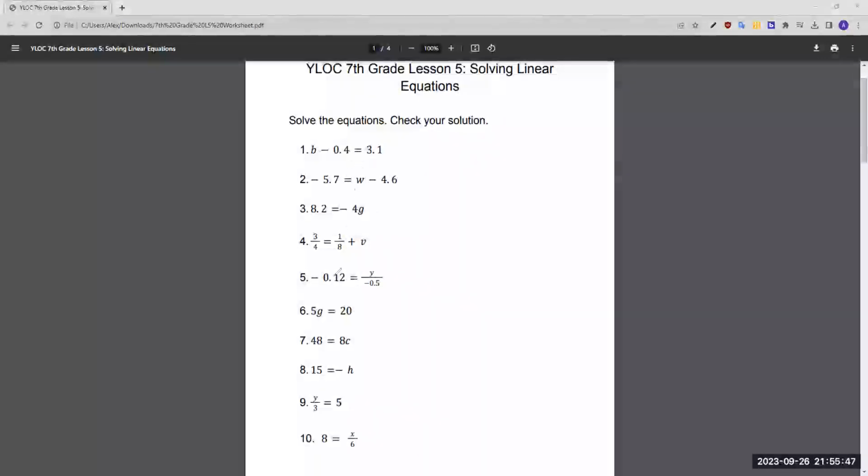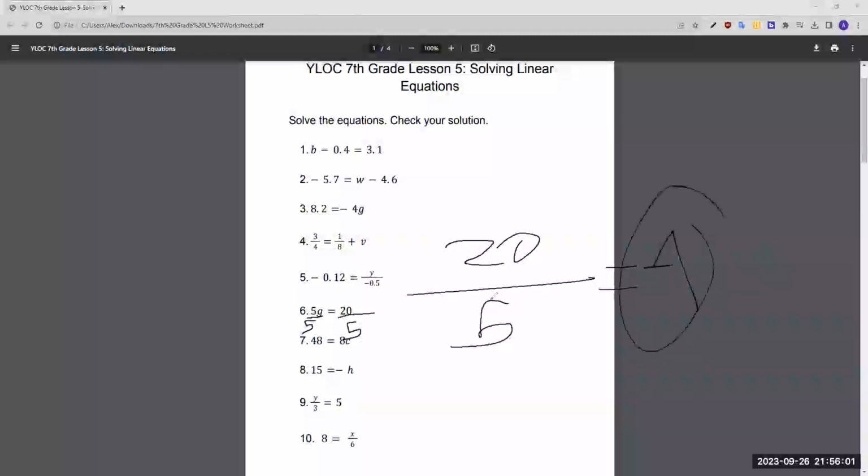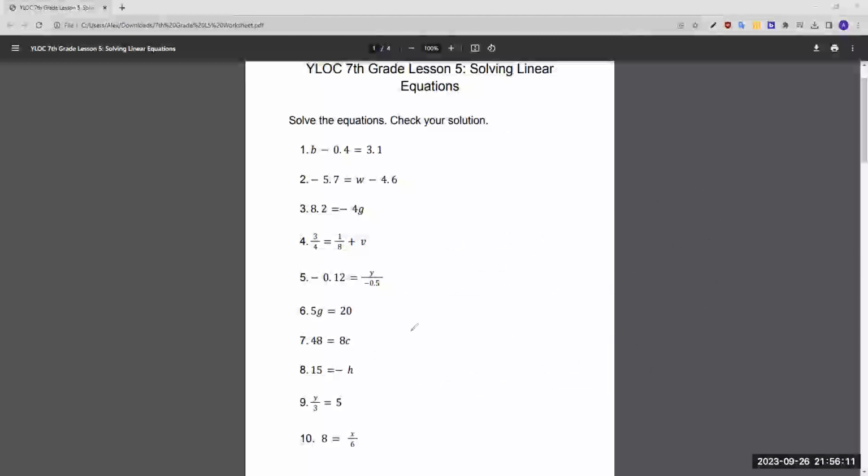Number 6, 5G equals 20. Now, just like number 3, which we didn't do, we just divide both sides by the same number. And 20 divided by 5 equals 4. To check it, we would do 5 times 4, and that equals 20. So it matches.